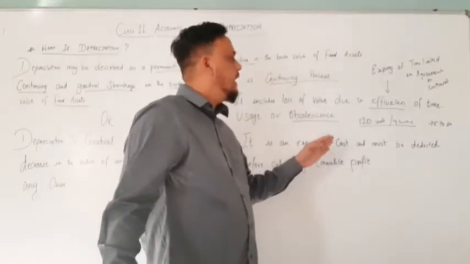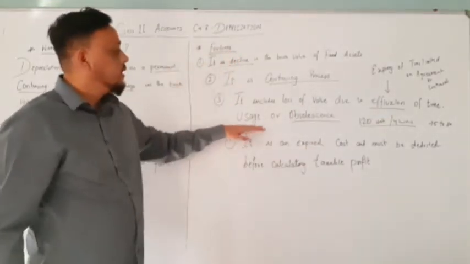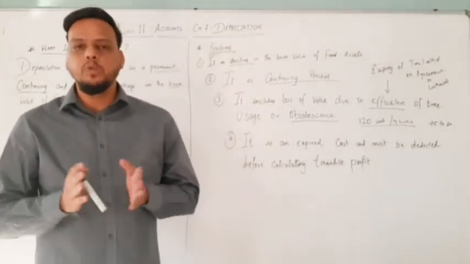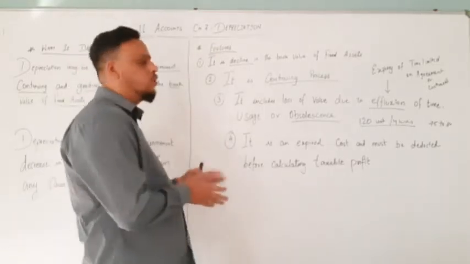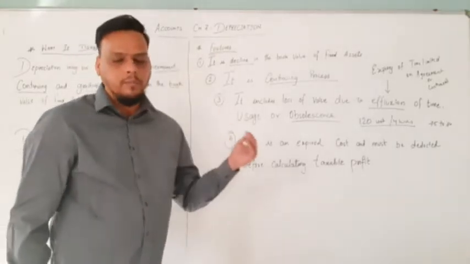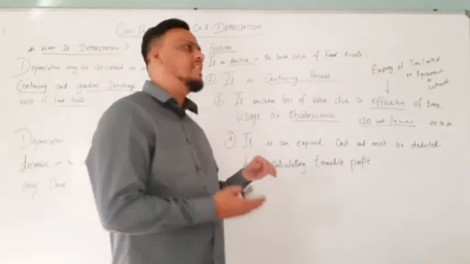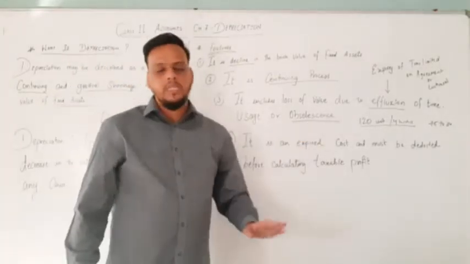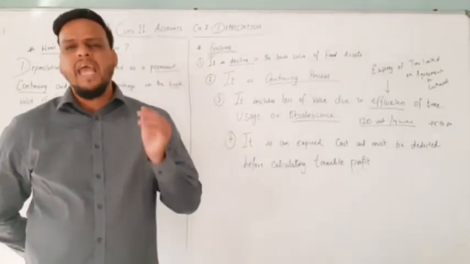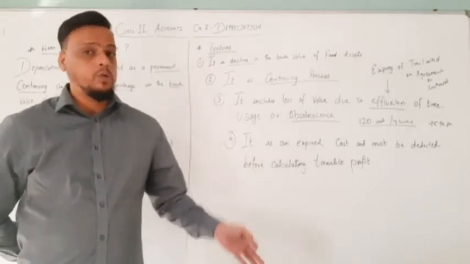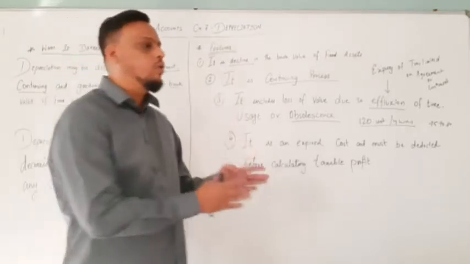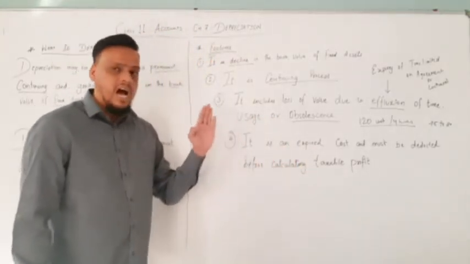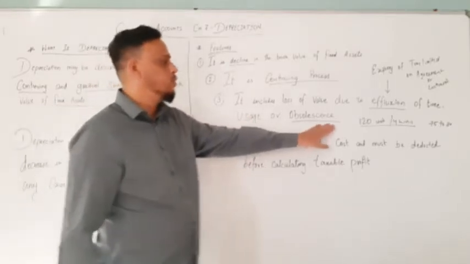This is considered as efflux of time, usage and obsolescence. Obsolescence means the process of becoming obsolete. Obsolete means there is no production and there is no use of that particular machine, or we can say that it is an outdated concept. What do you mean by obsolete? Obsolete means it is no longer produced or used. It is considered as an outdated concept. That's why it is considered obsolescence.